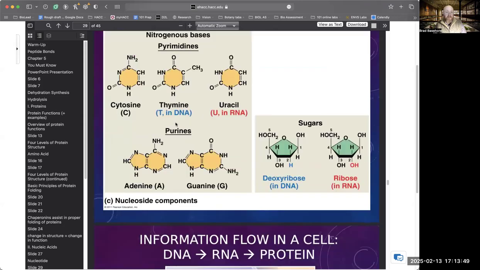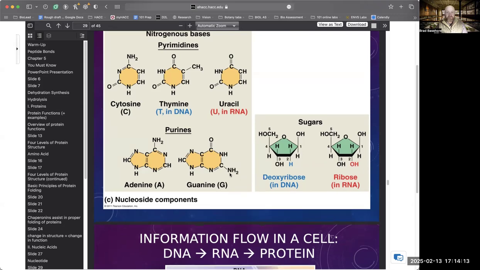Here are those letters, and what the sugars look like. And here's the difference between DNA and RNA. The sugar is slightly different. You can see this extra oxygen shown in red here. That's it. That's really the only difference between DNA and RNA at a basic level, just that one extra oxygen.